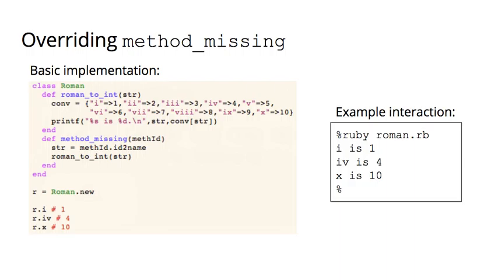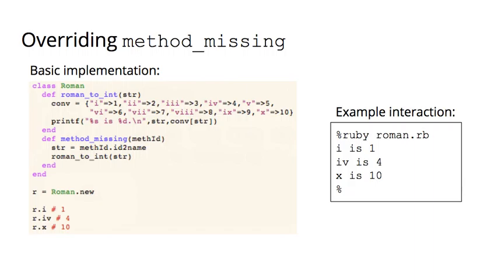And obviously you can see the Roman class has not actually implemented any of these methods. There's no explicit I method definition or anything like that. So they're going to be handled by method missing. So you can see on the right here, when we run the program, we get this output that we were expecting. We get I is 1, IV is 4, and X is 10.